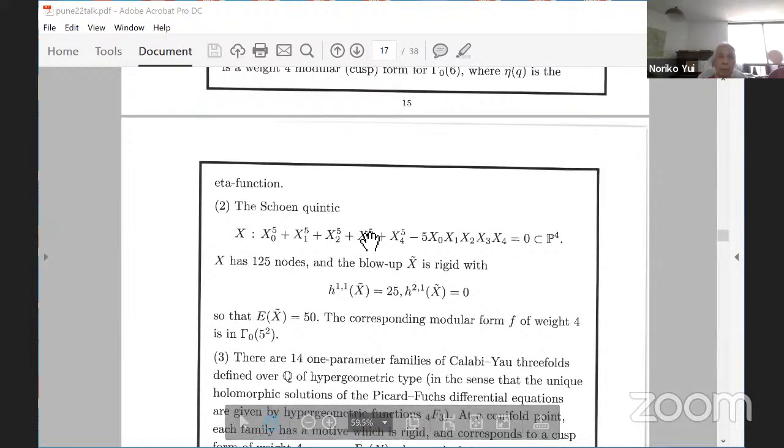I discussed the quintic deformation. When you take lambda equal 1, you get the quintic, this is Schoen's quintic, and then you have to resolve singularities. The singularities are ordinary double points. You have 125 of them. As a result of blowing this up, you get h21 equals 0. It's a modular form of weight 4, in Gamma_0(5), Gamma_0(25). 5 is obviously a bad prime.